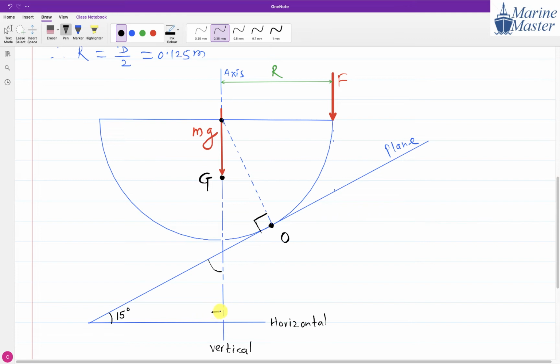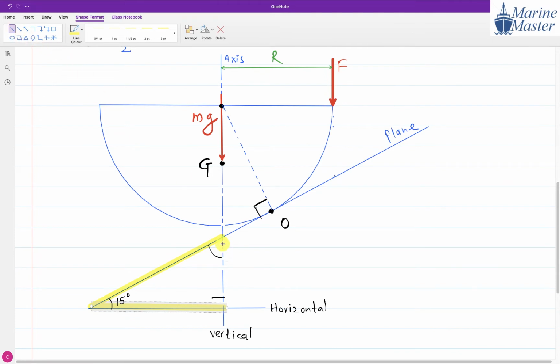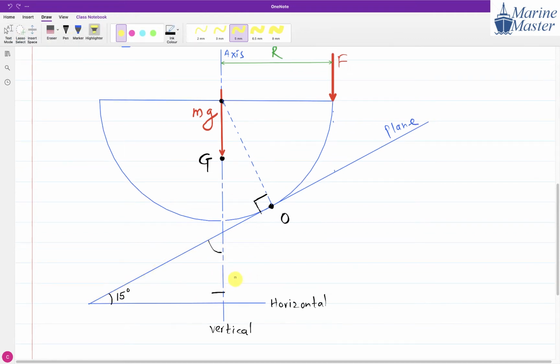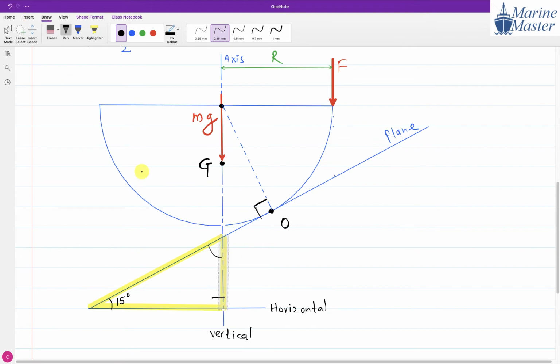Try to understand the scenario. See, this triangle, I am going to highlight this one so that you will get it. This triangle is a right angle triangle. We are considering this triangle. So for this triangle, what will be the scenario? This angle is what? 90 degrees.